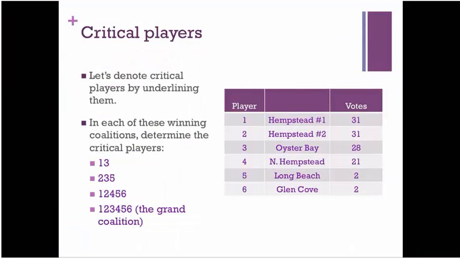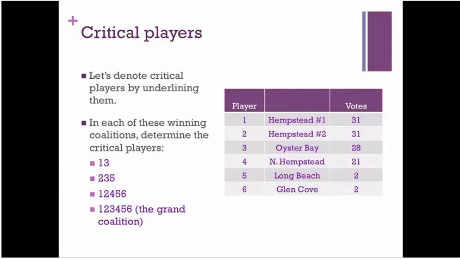Let's do some examples here. As we do these examples, here's a nice little bit of notation. We'll denote critical players by underlining them. So what I want us to do is to look at those four coalitions at bottom left and determine the critical players. Let me work out the first two of them for you, and then as a little bit of a quiz, I'm going to ask you to work out the other two.